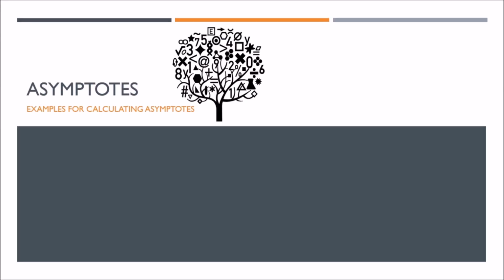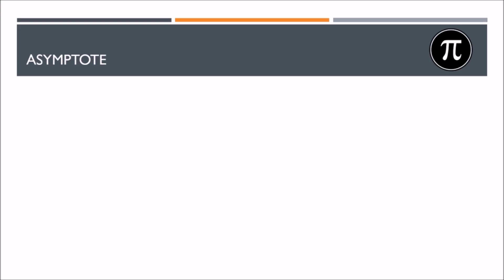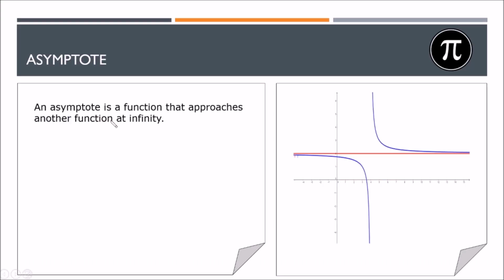Hello everyone, in this video I show you the different types of asymptotes and how to calculate them. So what is an asymptote? An asymptote is a function that approaches another function at infinity. You can see in this picture here that the blue function approaches the red asymptote to positive and negative infinity.